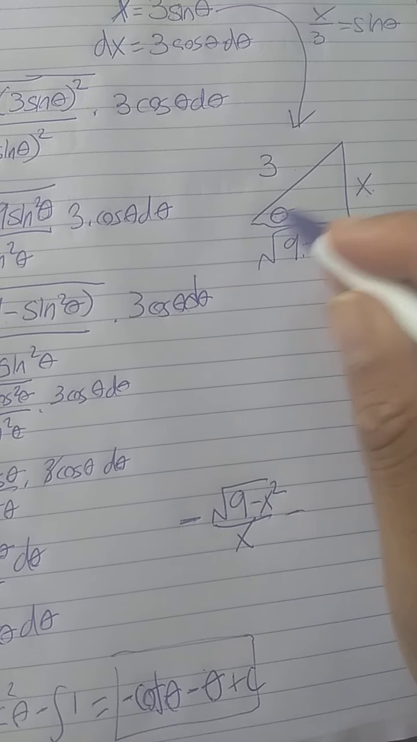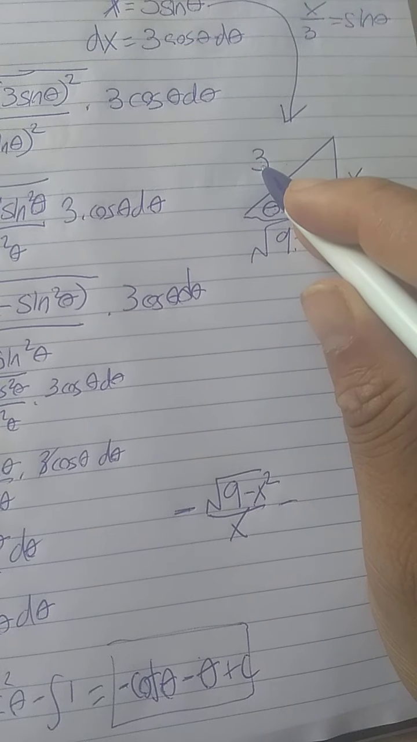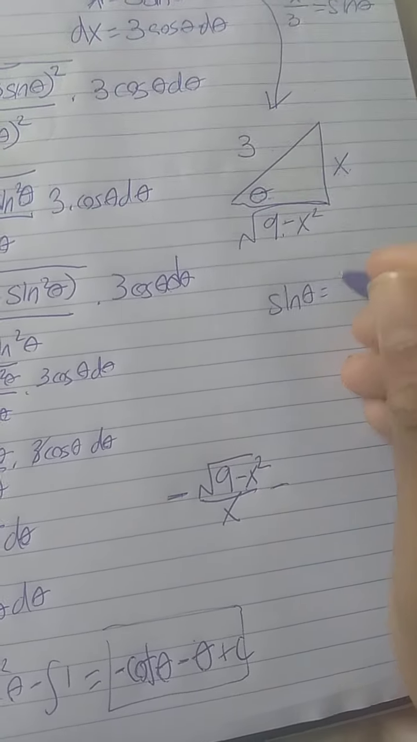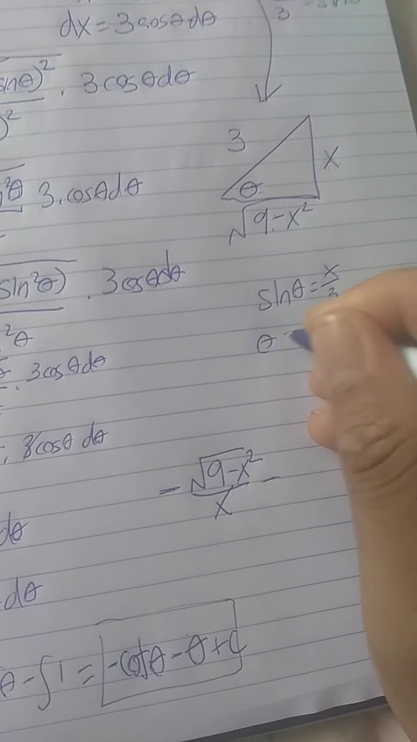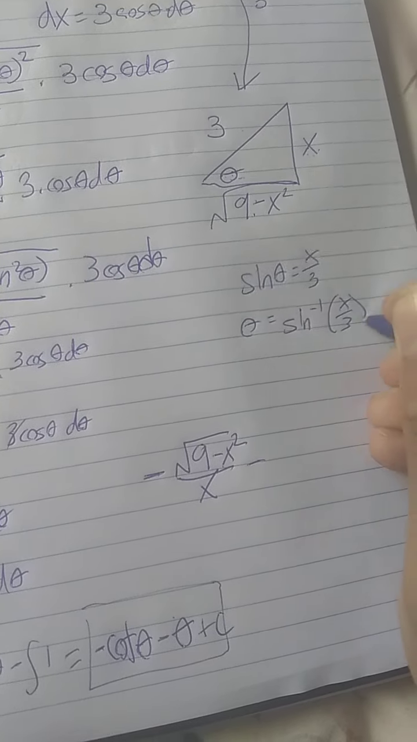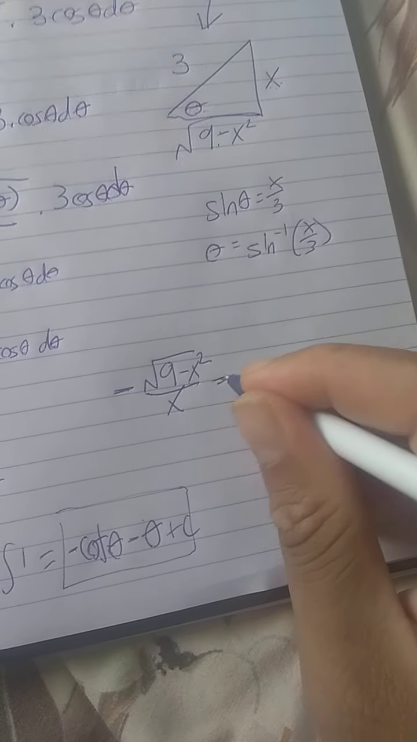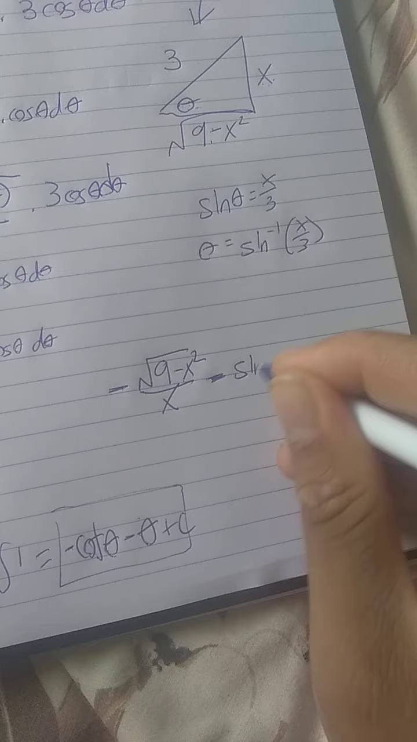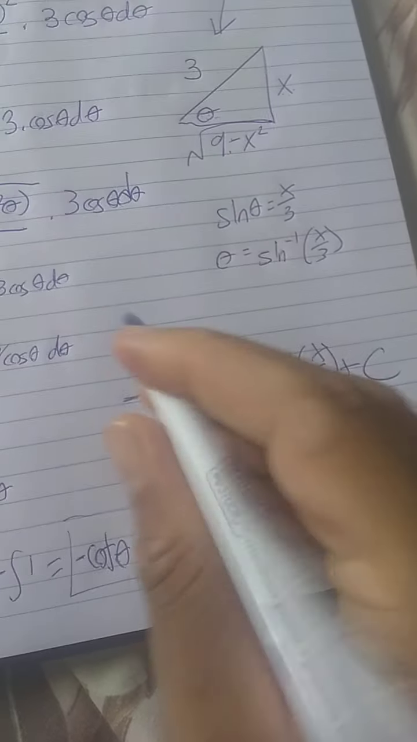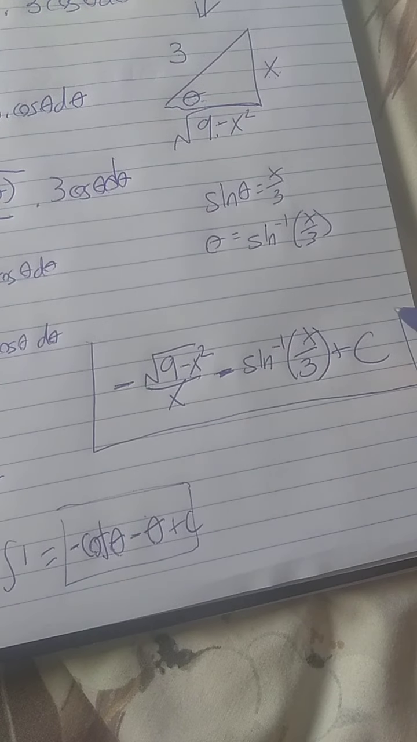Well, if sine theta is this over this, then we have to do the inverse of that. So we'll say sine theta equals that. Then theta is just sine inverse of that. So we'll just put that in there. So minus sine inverse of x over 3. And that is your final answer.